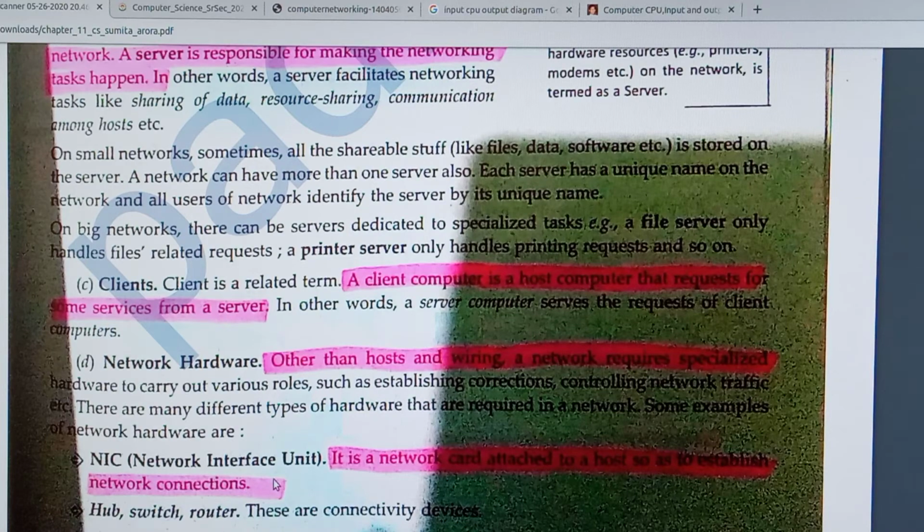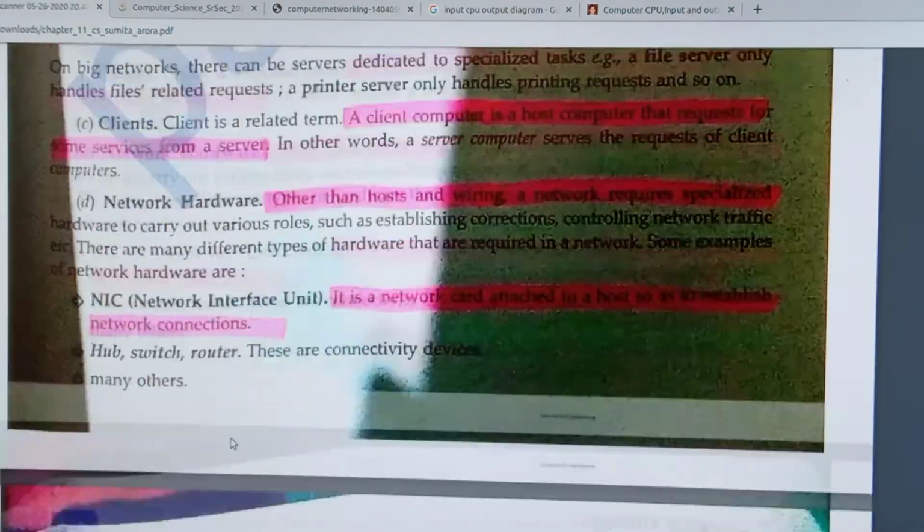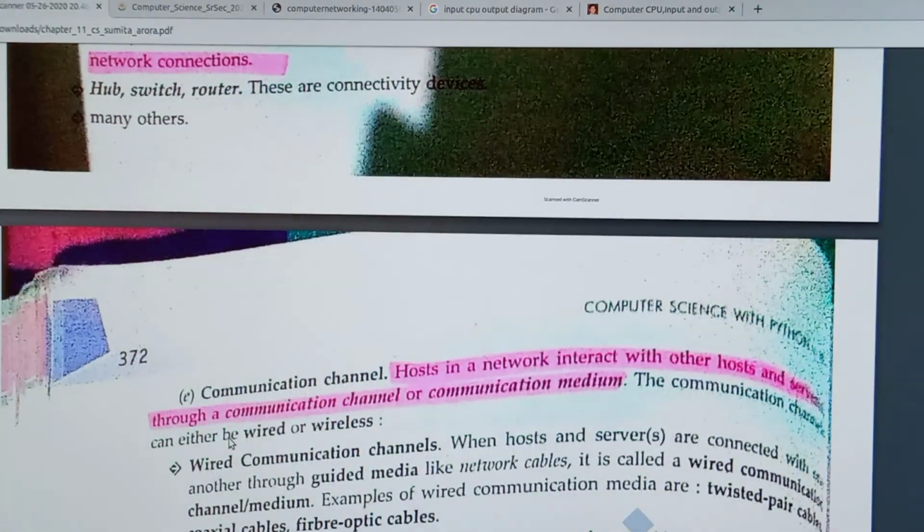Next, hub, switch, and router. These are called connectivity devices. In the coming sections we will study in detail what hub, switch, and router mean. Next is the communication channel. Channel means the way the networks are connected.